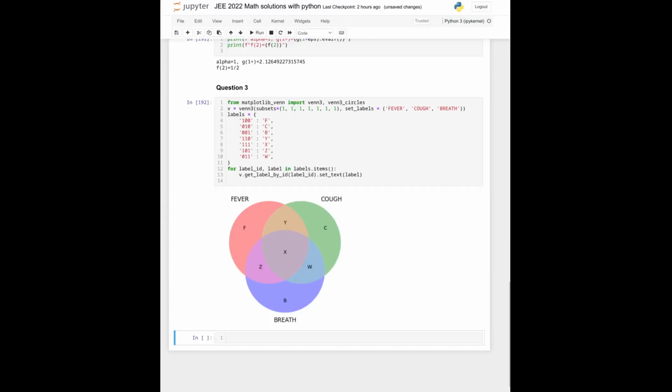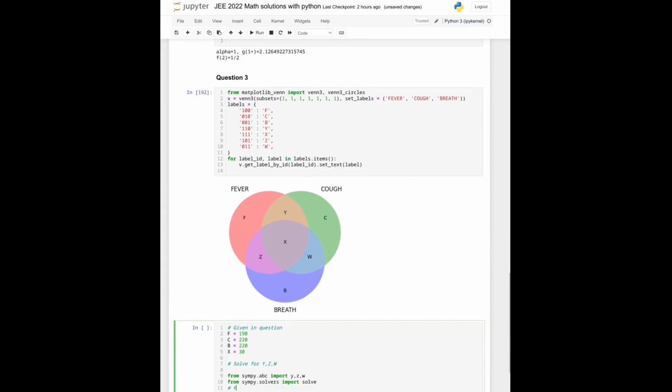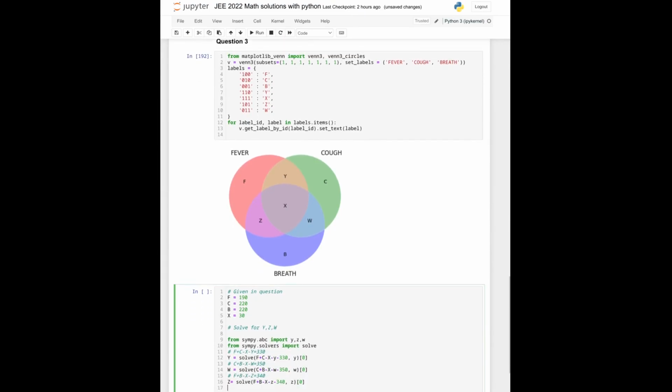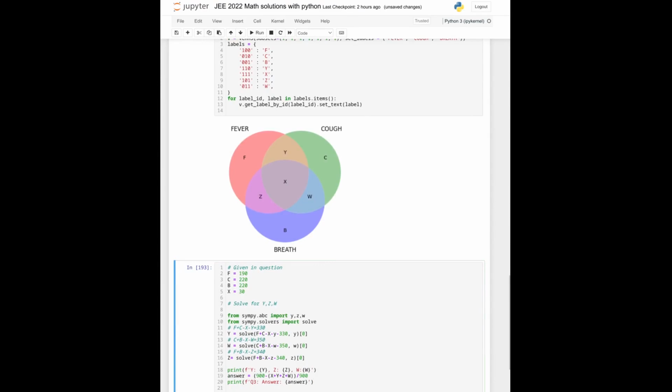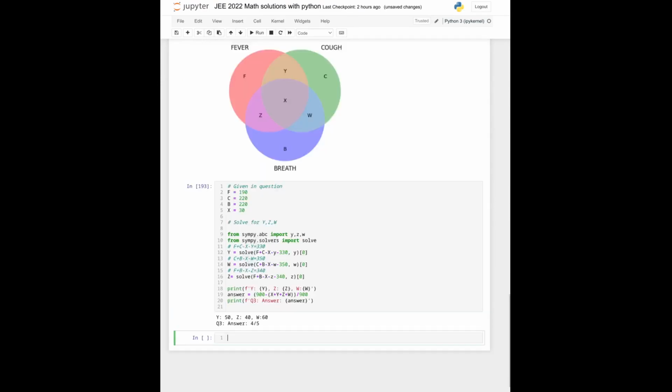A person is chosen randomly from these 900 persons, then the probability that the person has at most 1 symptom. That is 0 or more symptoms. So the answer is 900 minus the any intersection between sets. Find the value of all unknown regions and calculate the answer. Well, our answer is 4 by 5, that is 0.8.